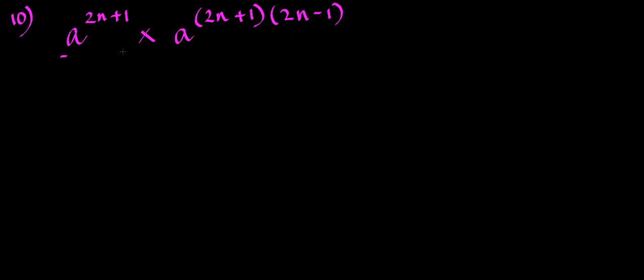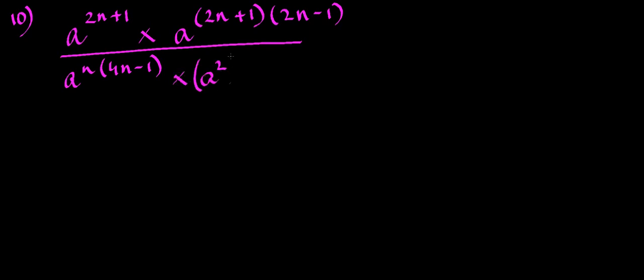A raised to 2n plus 1 into a raised to 2n plus 1 into 2n minus 1. What is happening here? This is the identity a plus b into a minus b. The whole upon, what is it? A raised to n into 4n minus 1, the whole into a raised to 2, the whole raised to 2n plus 3.